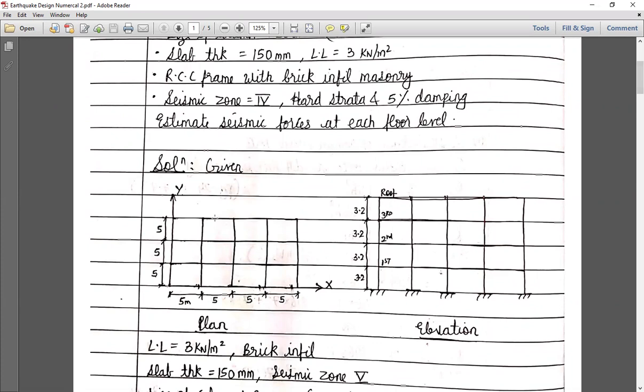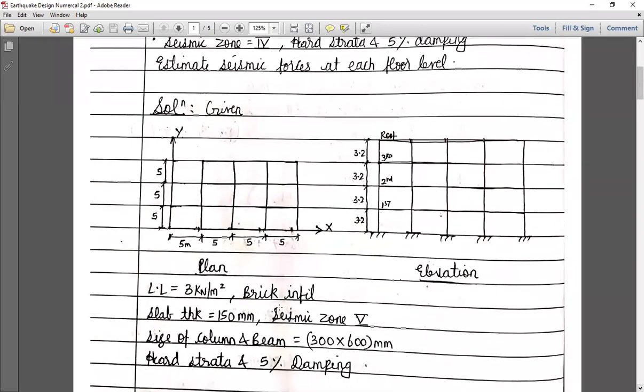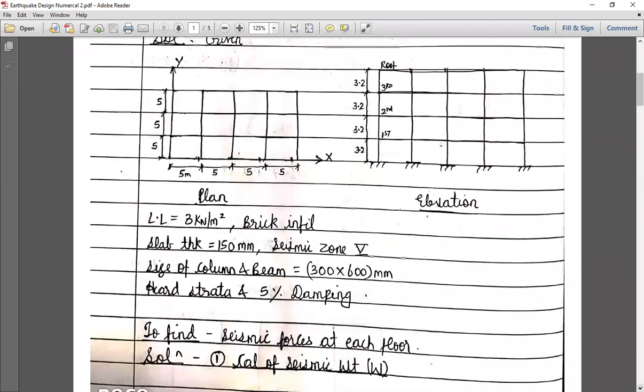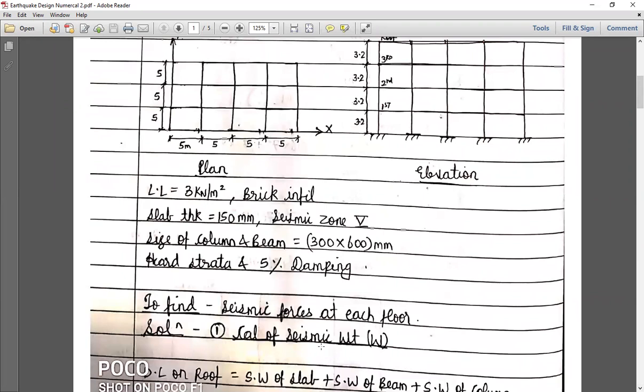This is a rectangular building. You can see in the X direction it is 5, 10, 15, 20, and in the Y direction it is 15 meters. So basically it is 20 by 15. And here you can see the elevation. The height is 3.2 meters, first floor, second floor, third floor, and roof floor. This is the given data I have written down. What we have to do is find out the seismic forces at each floor level.